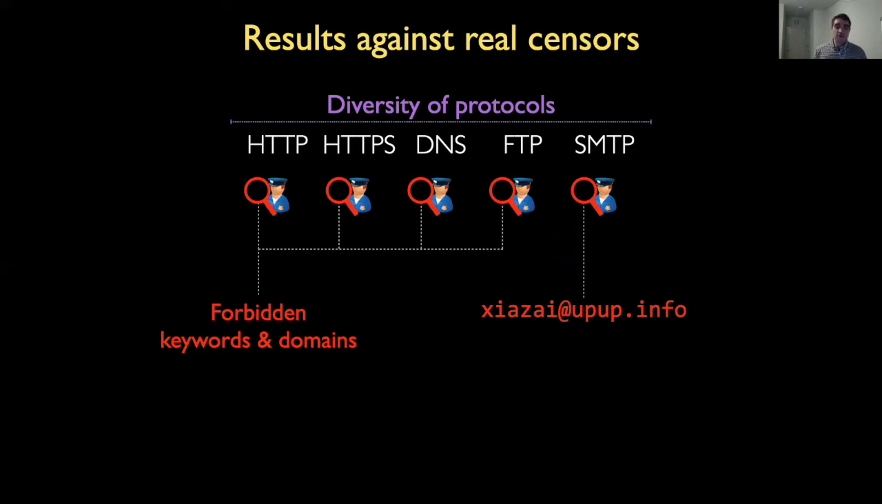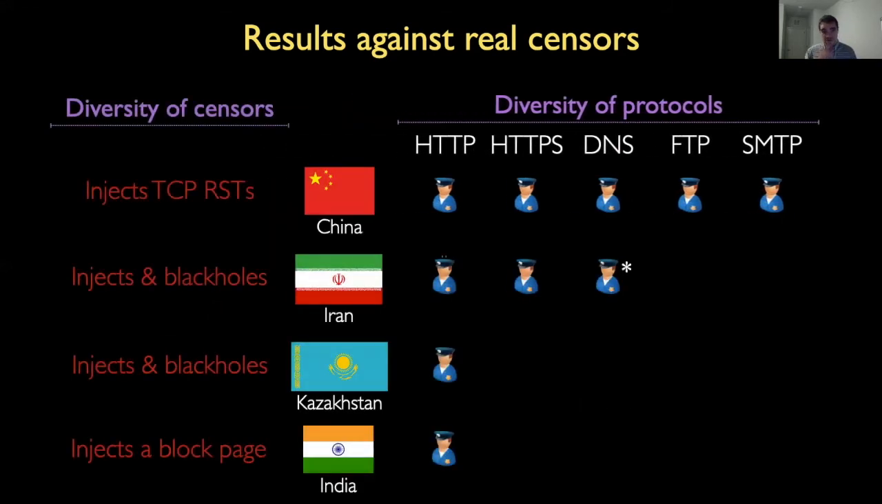Now, to show that this could be applied broadly, in addition to a diversity of protocols, we also apply this to a diversity of sensors themselves. And we ran Geneva against all of these sensors for all of these protocols. This is China, Iran, Kazakhstan, and India. I'll call out one thing up here: Iran, even though Iran censors DNS, for the vantage points available to us, DNS over TCP was actually not active. So DNS over TCP was not censored from our vantage points. And for that reason, we were unable to test it.